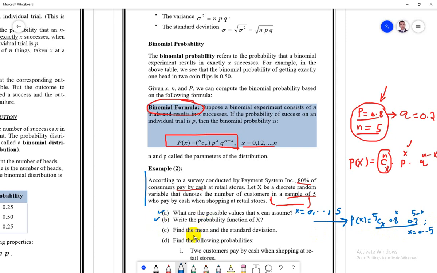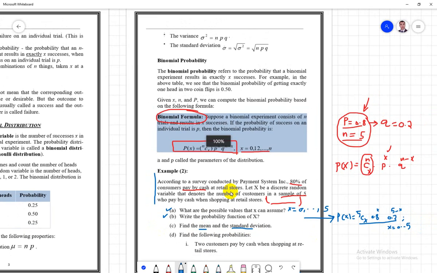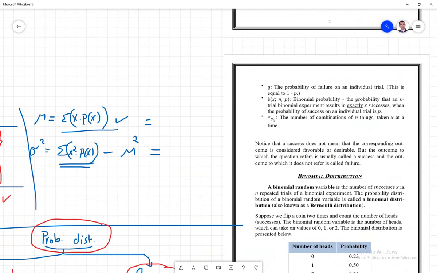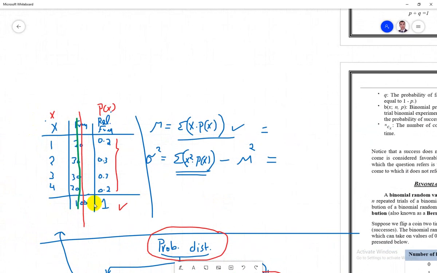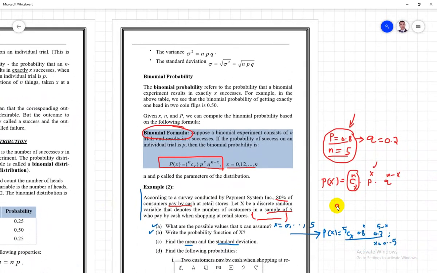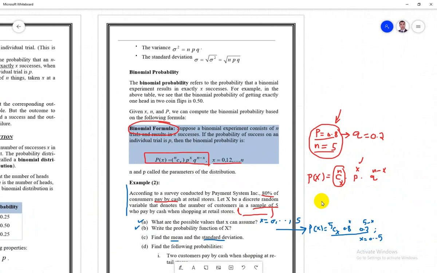Question C, find the mean and standard deviation. Okay, so now one point I need to tell you. If you have a probability table, I don't have one now. I don't have an x and a probability of x. One point I need to tell you, just as a revision, I told you if you have a probability function, you have an x and a probability of x, so that's your way to find the mean and to find the variance. And from the variance, you can find the standard deviation. But actually, in the binomial case, I have a probability distribution function, yes, but I don't have a probability table.